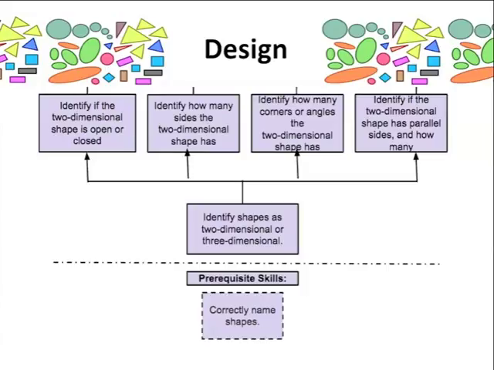So knowing what it means to be an open or closed shape and being able to identify then if the shape is open or closed. Same with knowing the sides, what a side is, and being able to identify how many sides the shape has. Same with corners and angles, and if it has parallel sides.